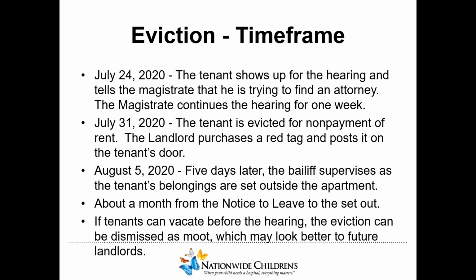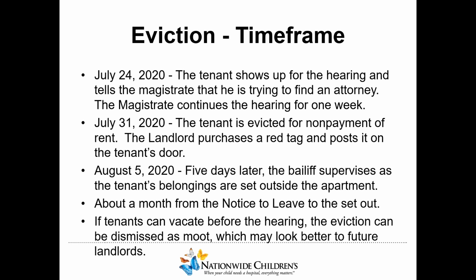On that day, on the 24th, the tenant shows up and asks for a continuance because they want to try and find an attorney, and the case is continued for 1 week. The hearing, in the worst case scenario, takes place on July 31st, and the tenant is evicted for non-payment of rent. The landlord can purchase a red tag and then post it on the tenant's door even as early as that day.